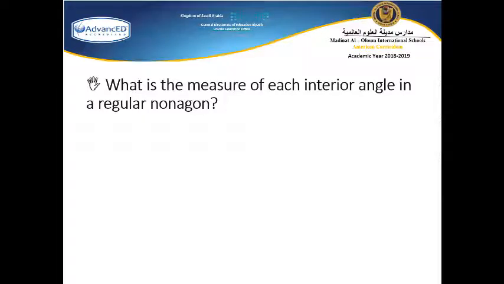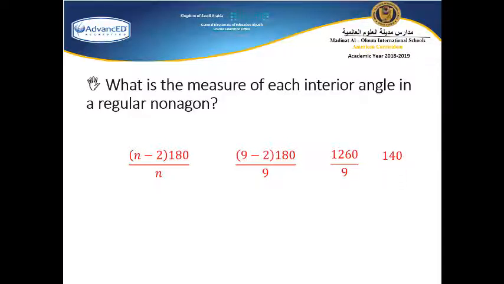What is the measure of each interior angle in a regular nonagon? The nonagon has 9 sides. By applying the same formula, n minus 2 times 180 over n, 9 minus 2 times 180 over 9, then 7 times 180 equals 1260 over 9. Then the measure of each interior angle in the regular nonagon is 140 degrees.